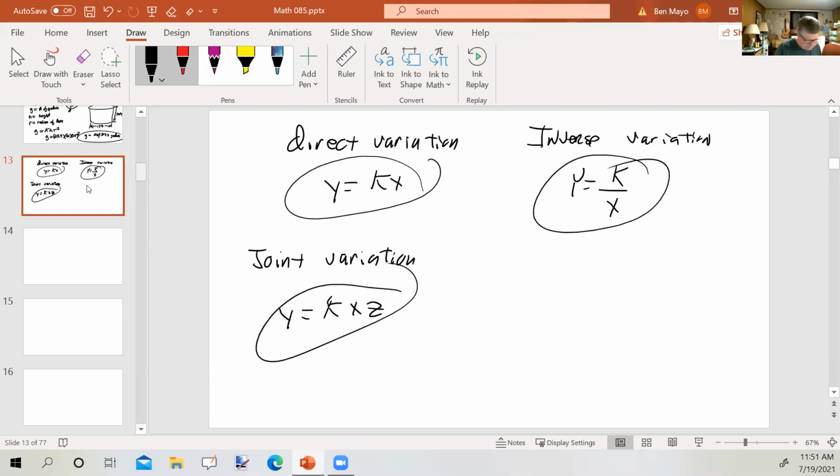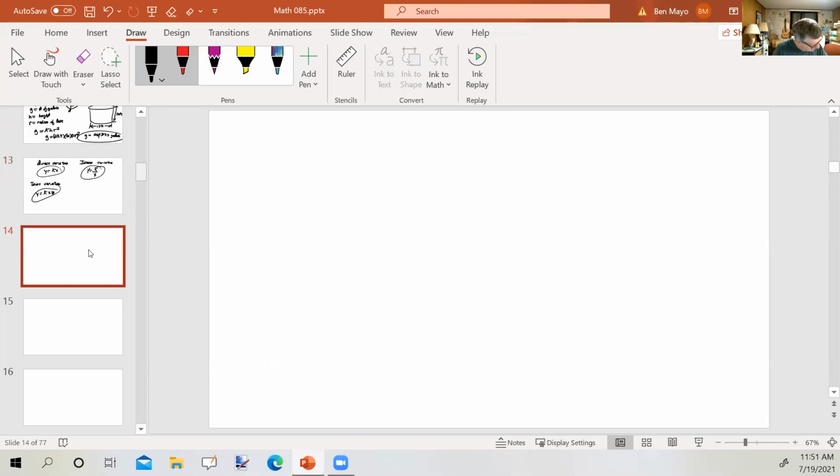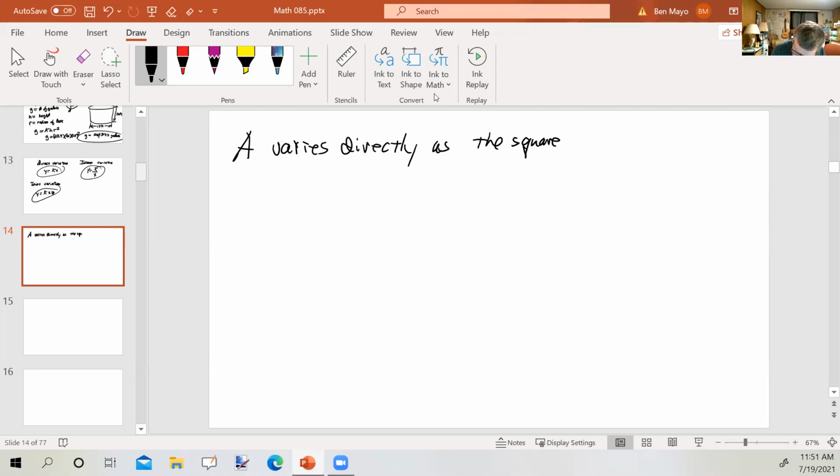Okay, now we're going to look at some problems where I'm going to give you a written sentence and then we're going to translate that into symbols. So for instance, this says A varies directly as the square of P. So A equals KP squared, right? Again, notice K wasn't mentioned, but it's always in there.